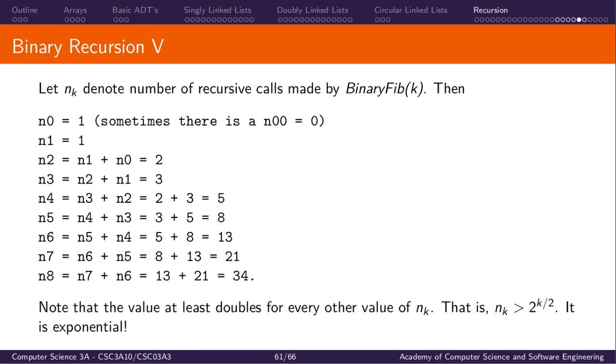So compare n2 to n4, it's more than double that. n2 is 2 recursive calls, n4 is 5 recursive calls. If we look at n3 and n5, n3 is 3 recursive calls, n5 is 8 recursive calls. So it's actually doubling. Not doubling for each integer, but doubling for each subsequent one, so every 2. But that means it's growing at a very fast rate, and we get that nk is 2 to the power k over 2, and that's exponential.